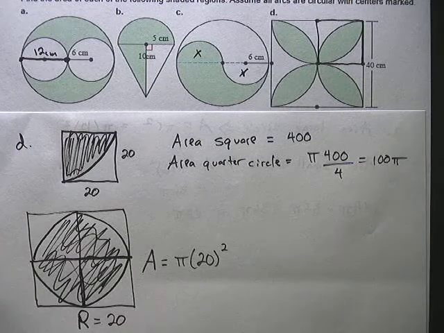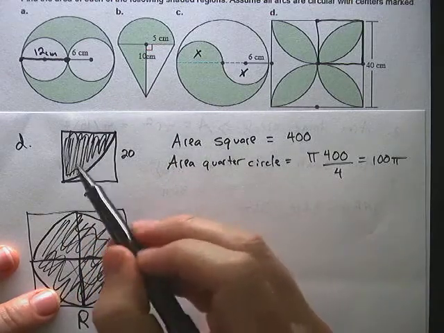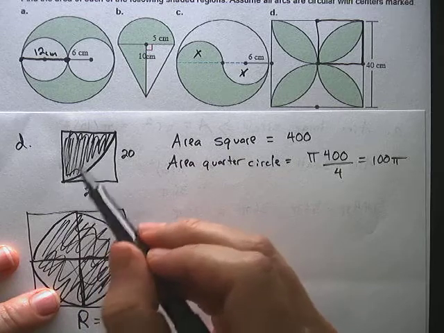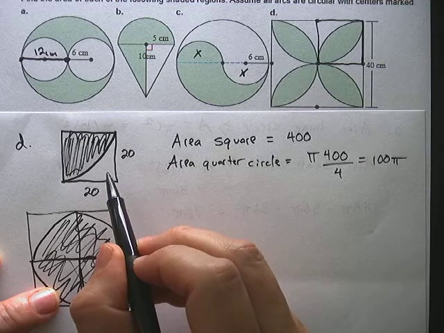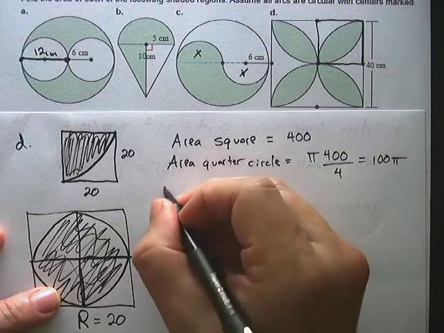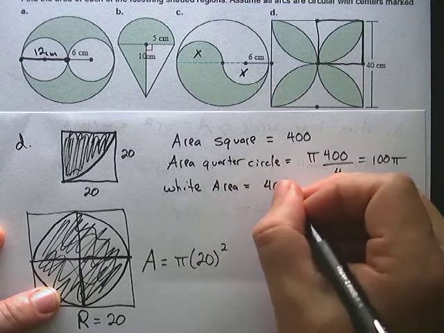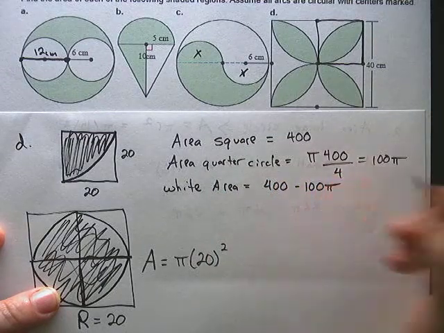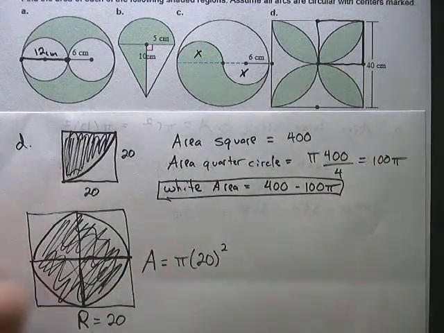Okay, now how did that help us? Because it doesn't really look much like this yet. Well, what that told us is, if you take the entire area of this little square here, it's 400. If you take the area of this shaded quarter circle here, it's 100 pi. So now we can figure out what this little white area is. Okay, this little white area is the difference between the entire square and the shaded region. So the white unshaded area is equal to 400 minus 100 pi. Okay, so that's important. It's not the answer yet, but it is important.